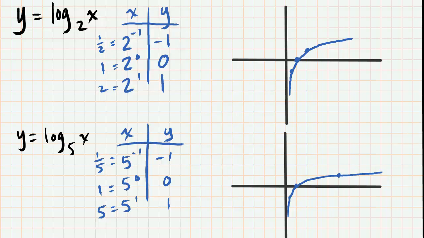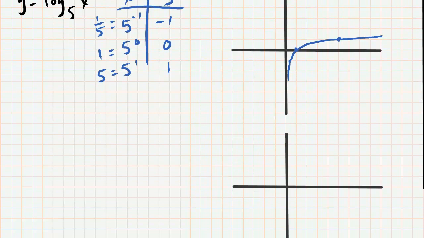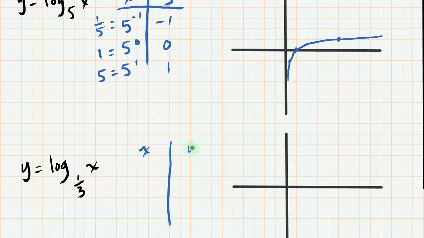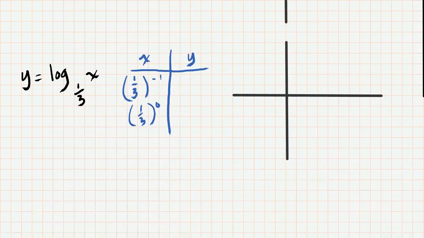And let's do one more. Let's do one with a fractional base just to mix it up. So let's suppose we have log base 1/3 of x. So same idea, we are going to need to plug in x values that are powers of that base. I suggest, once again, 1/3 to the negative 1, 1/3 to the 0, and 1/3 to the 1. Our y values will be negative 1, 0, and 1.